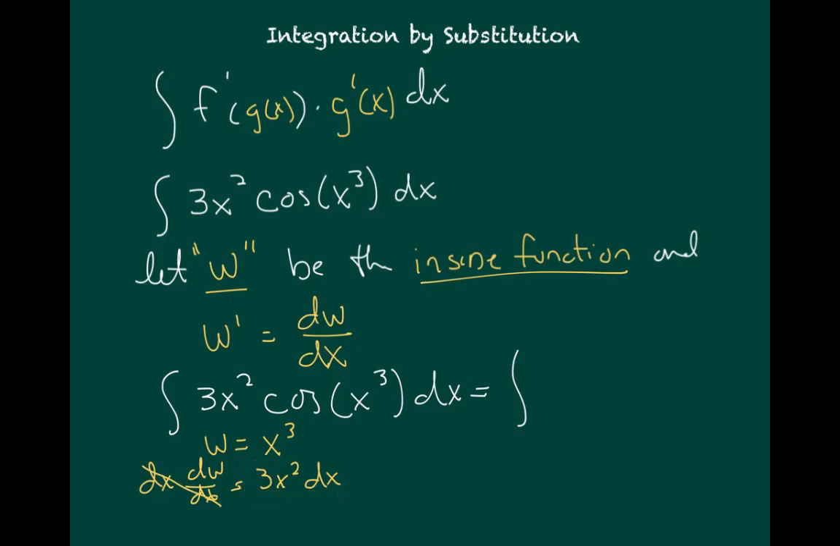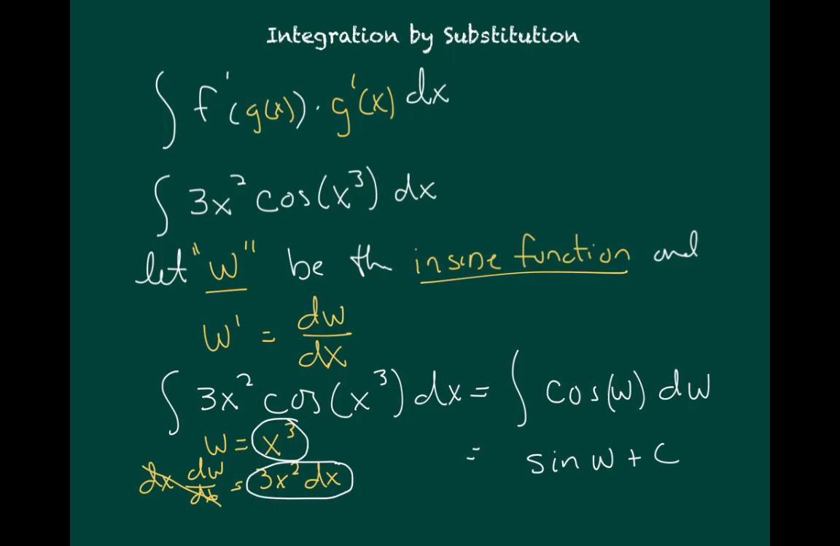So I can rewrite it as cosine of w dw, because inside that dw is my 3x squared dx, and inside the w, or represented by the w, is x cubed. So now looking at this should be a function that you know how to integrate. We know that the integral, or the antiderivative of cosine, is just sine of w plus c.